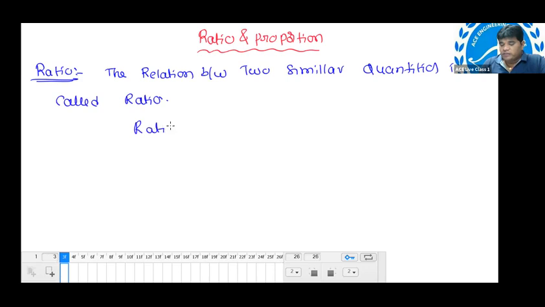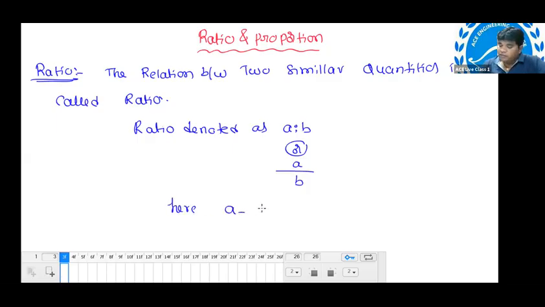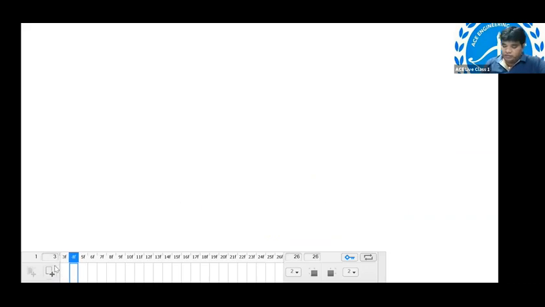Ratio is denoted as A is to B or A by B. Here A is called the antecedent, B is called the consequent. Okay.